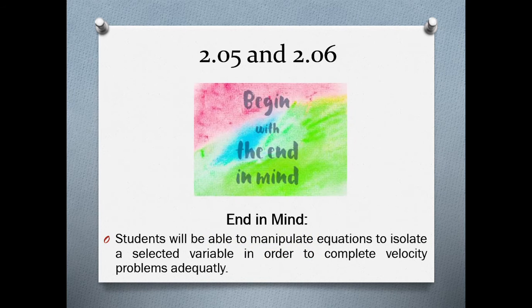And as always, it's important to start with our end in mind. The topics we're going to study this week are topics 2.05 and 2.06. Our end in mind for the week is the following. The students will be able to manipulate equations to isolate a selected variable in order to complete velocity problems adequately. Alright, so that is the first thing you need to keep track of in your Word document, so make sure to copy it and come back to the video once you are done.